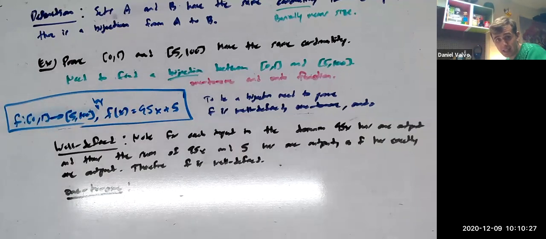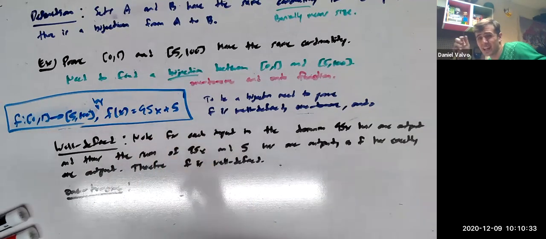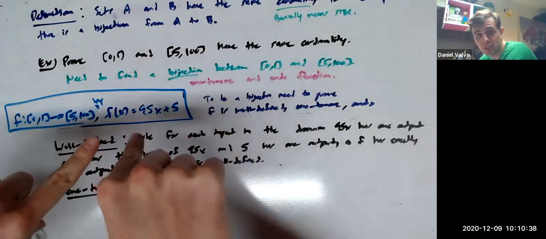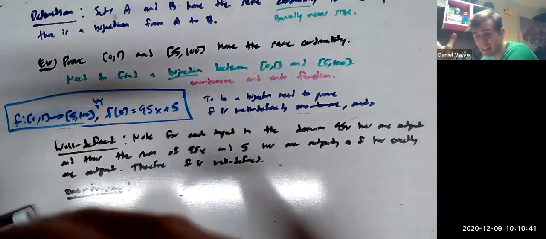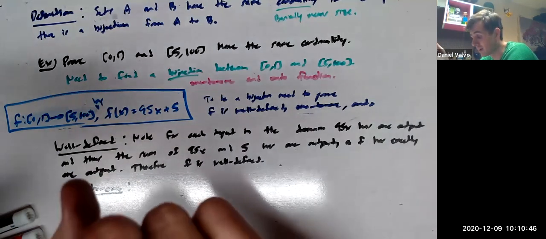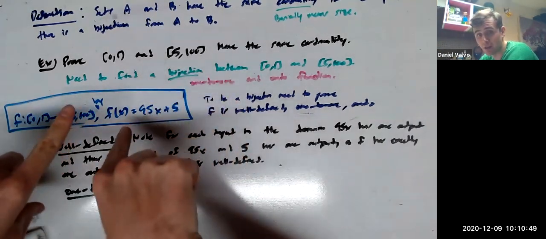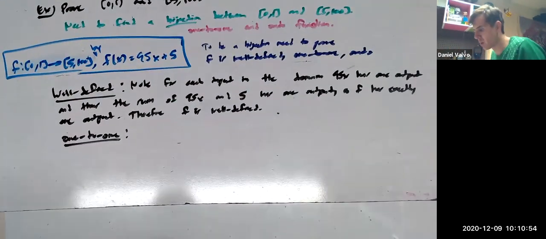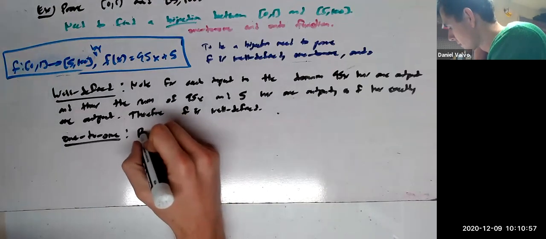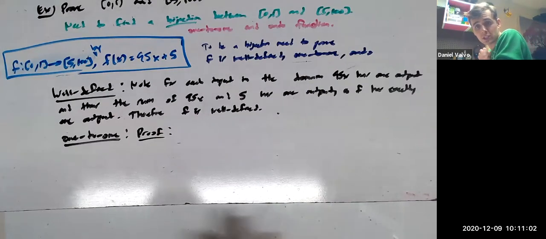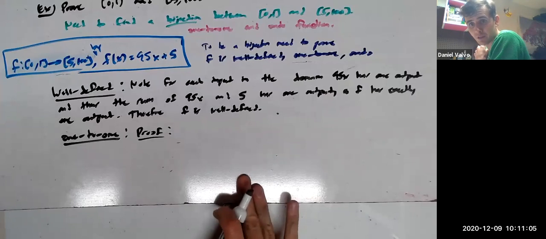Now let's move on to one-to-one. I'm going to say that f is one-to-one. The reason being is because 95x plus 5 doesn't seem like it would loop back around on itself. Any two distinct inputs here will go to distinct outputs, especially because 95x plus 5 is increasing. If you plug in two different numbers, one's going to be bigger than the other, so I expect f of one to be bigger than f of the other. So let's prove one-to-one. We always do the same thing. We assume there are two elements in the domain such that f of a equals f of b, and then prove a must equal b.